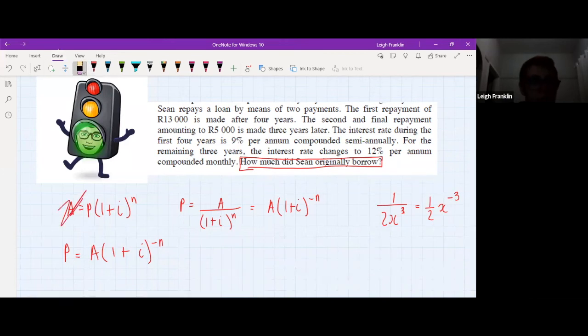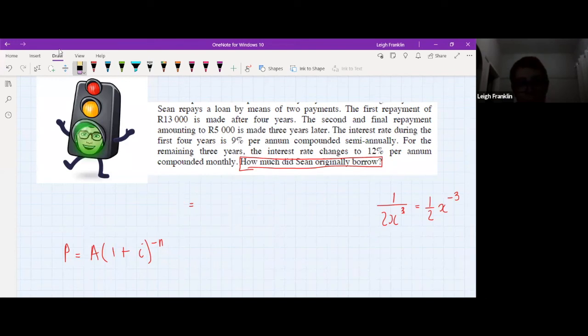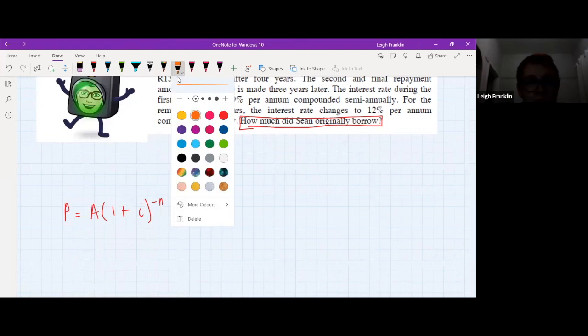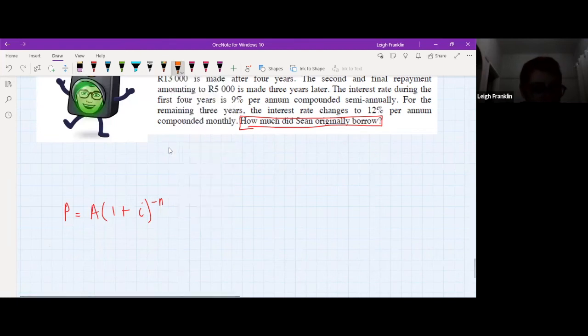Cool. Okay. So now that we know that we can do this, let's have a look at this question, all right? They want us to calculate. Oh, why is my pen not working? Come on. There we go. All right. So we're going to calculate P.